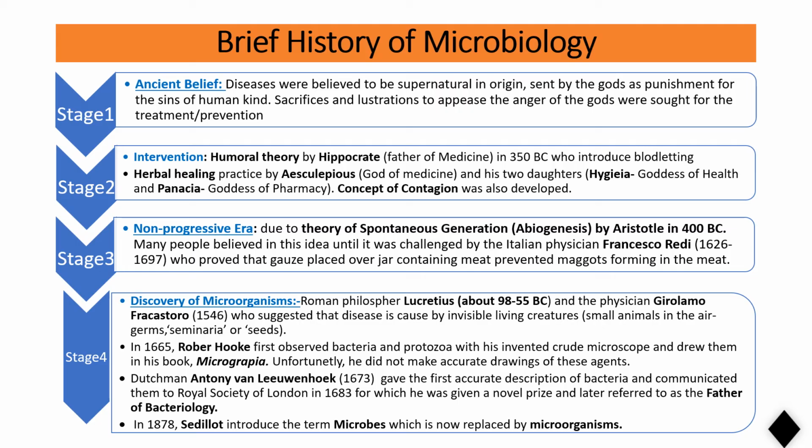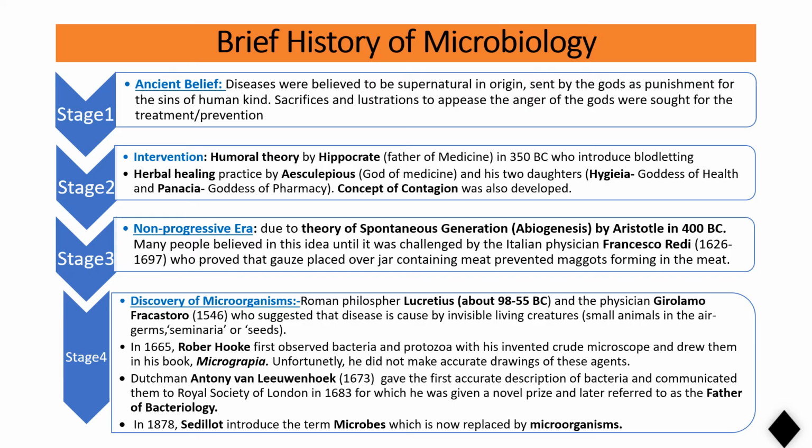until one of the first magnifying devices was made by Robert Hooke in 1665, who first observed bacteria and protozoa with his invented microscope and drew their structure in his book, which he called Micrographia. But unfortunately, Robert Hooke did not make accurate drawing of this agent, and that is why he was not given the full credit of discovery of microorganisms.